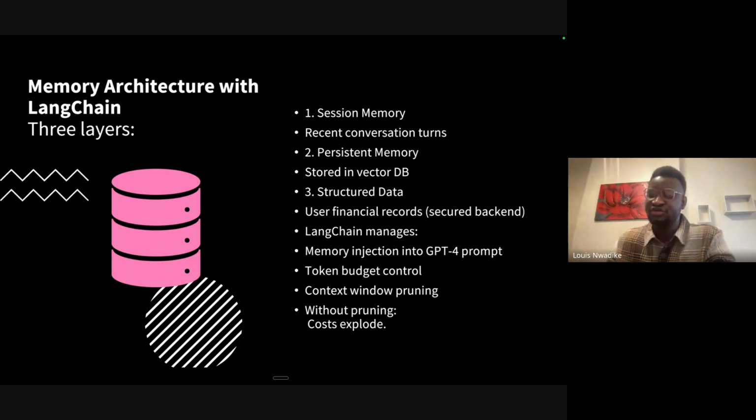We have persistent memory stored in vector databases, or let's say real-time databases like PostgreSQL. Then we have structured data, user financial records, in a secured backend. LangChain manages the memory injection into GPT-4, token budget control, and context window pruning. Without context pruning, cost explodes. This is where LangChain fits very well with the LLMs, to prune the context as the conversation keeps going longer and longer.